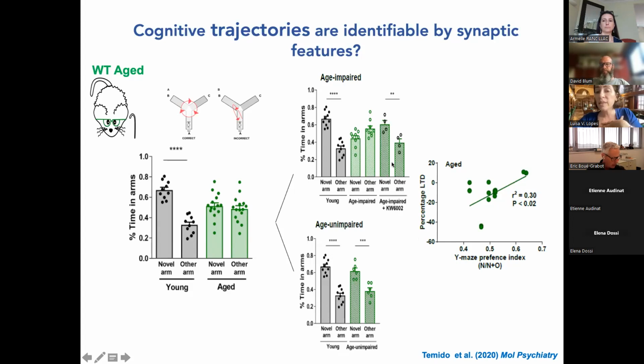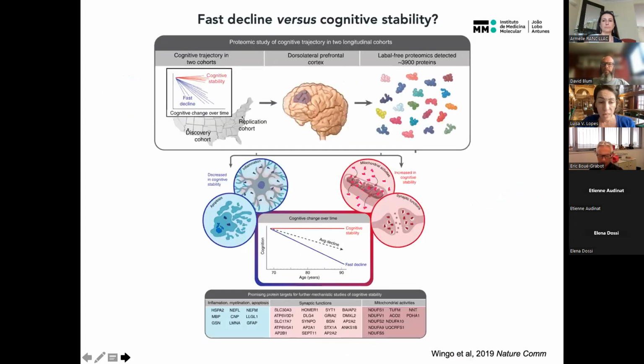More importantly, those aged impaired animals, when they were treated for a month with an A2A selective antagonist, we could normalize the cognitive impairment, which was very interesting. And this is something we are working on.